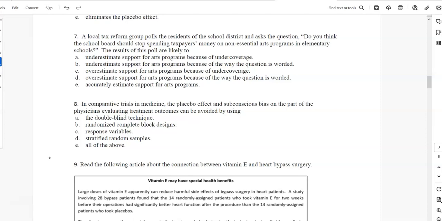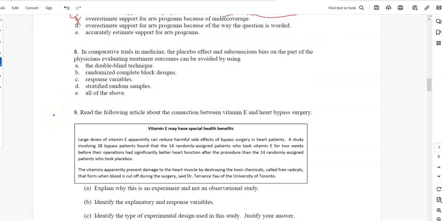Okay, so what is this poll going to do here? I don't think it's going to overestimate support. The person asking the question is trying to get you not to support this bill, right? So my guess is they're going to persuade some folks, and so it's going to be some kind of underestimate. Undercoverage is people who aren't easy to get to or don't respond. You can't include everyone in the region, like the homeless. But because of the way the question is worded, that's definitely it. That question is worded terribly, so it's got to be B. And accurate, that's definitely not accurate. Okay, so E is gone.